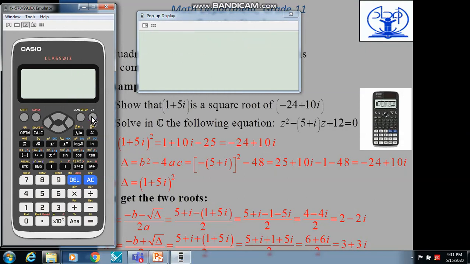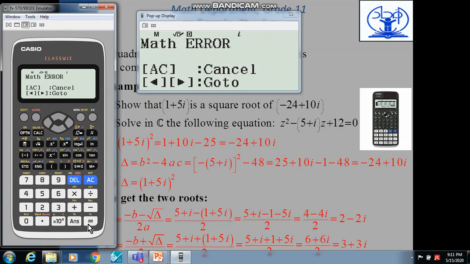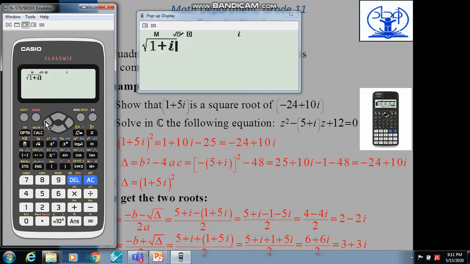The last thing I want to show you on the calculator: we cannot take the square root of a complex number on the calculator. Suppose I want to calculate the square root of 1 plus i on the calculator. It gives a math error, so we cannot do the radical on the calculator, and we have to calculate it by using the method shown in this video.